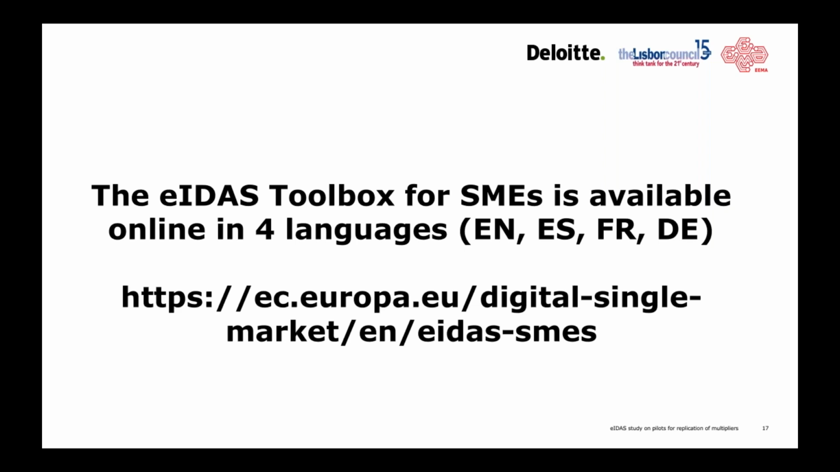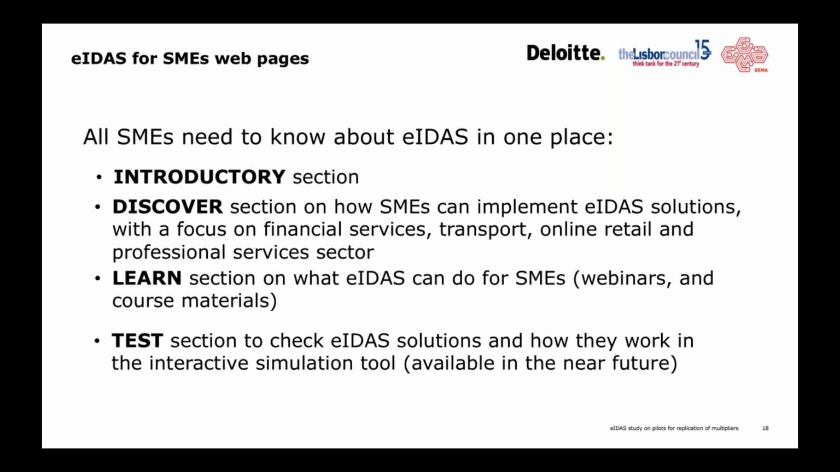And there you have the URL where the documents will actually be hosted. So let's get started. The main structure where all of the information will be hosted will be the European Commission's Digital Single Market website. On this website, there will be a section dedicated to the toolbox and the resources on eIDAS specifically for SMEs. There are 4 main pages.